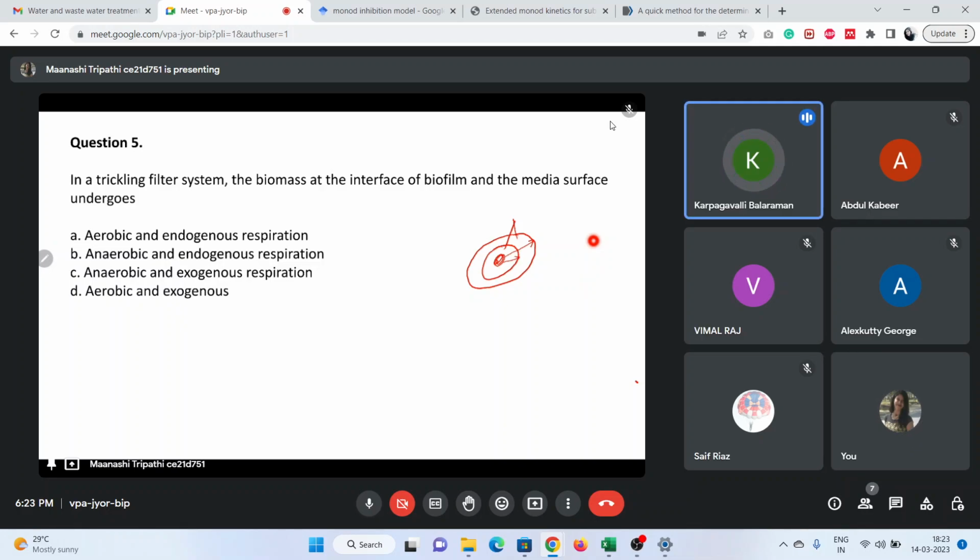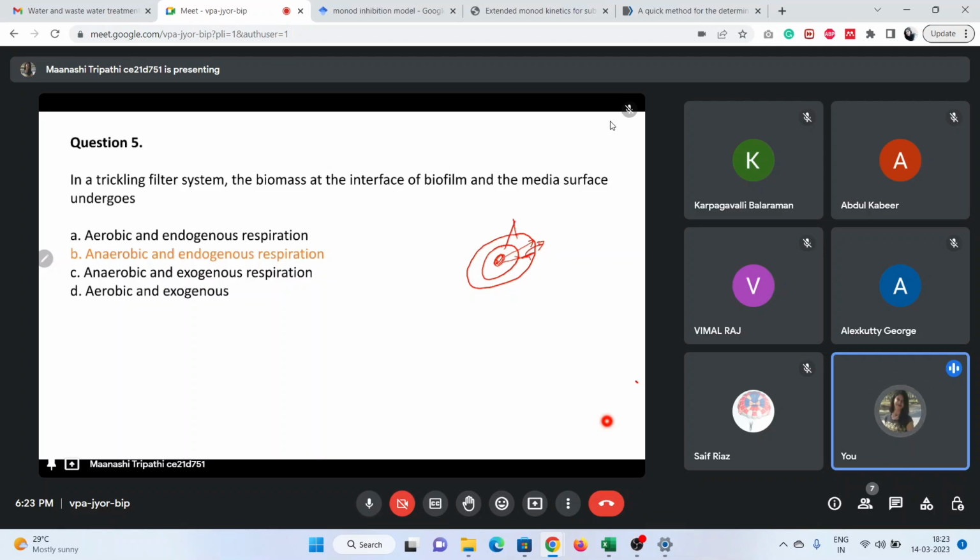Ma'am, is it option B? Okay, we'll check. Yes, your answer is very correct. Why? Because outside air is there. So the outer biomass will take up air and it will become aerobic. But for the inner biomass, oxygen is coming from here. All the oxygen will be consumed in this area. Oxygen finished. So inside there will be no oxygen. So that is why it will be anaerobic. The inside layer is anaerobic.